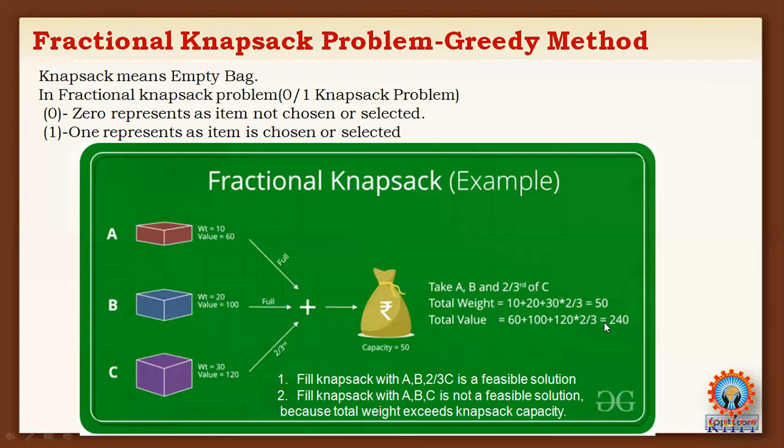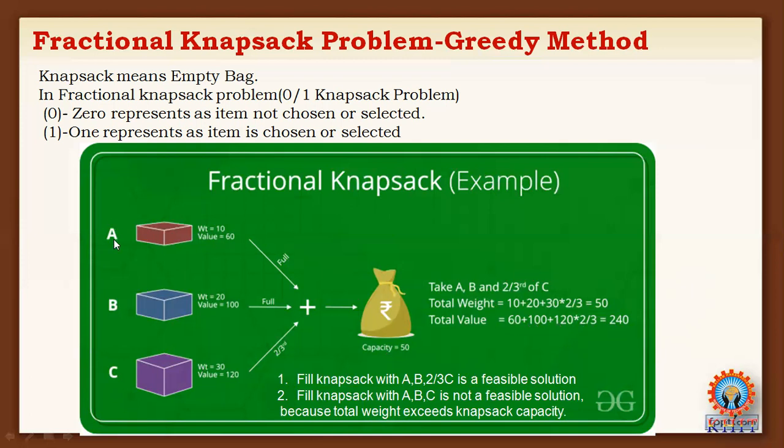That means when the person fills the bag with complete item A, complete item B, and a fraction of item C, 2 by 3 of C, then the bag weight is 50 and the total profit earned is 240. So in this case, the maximum profit is 240. Maximizing the profit is considered the optimal solution. So the optimal solution of the given problem is to fill the bag with complete item A, complete item B, and two-thirds of item C. Then only you can get the maximum profit, 240 rupees.